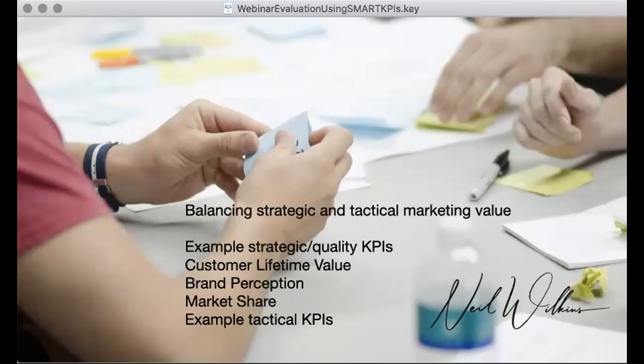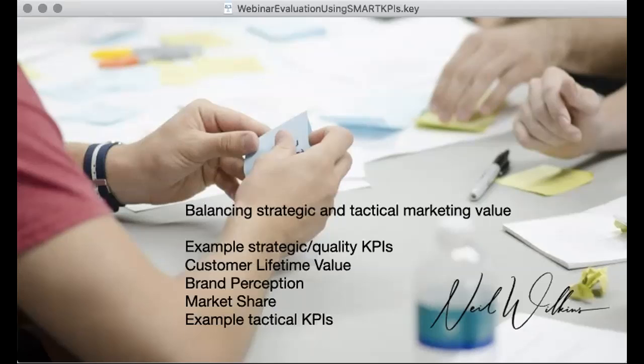So let's think about some examples then for these KPIs that are looking at strategy or strategic quality, if you like. Things I would put in there as examples, if you want to use KPIs for the longer term view for your business, are things like customer lifetime value. And you could say, well, isn't that an objective? Well, it kind of is, but it's more of a KPI than that. I'd say also brand perception, market share, potentially.